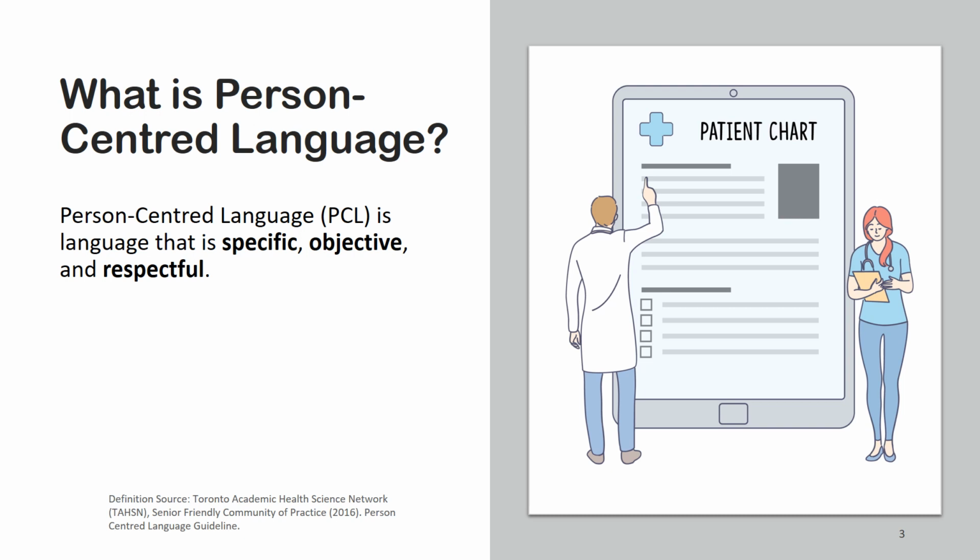So, what is person-centered language? Person-centered language is language that is specific, objective, and respectful. Let's begin by learning more about this definition.